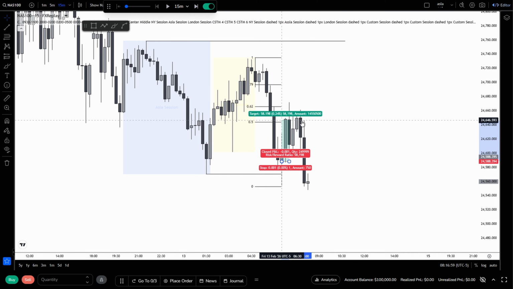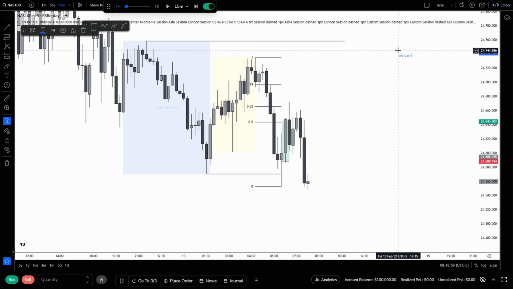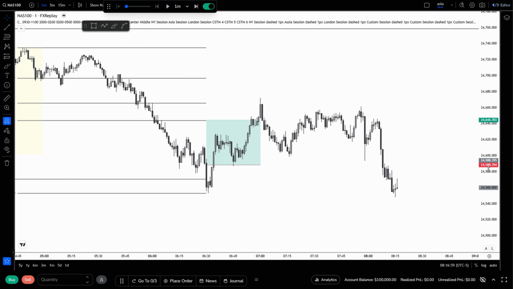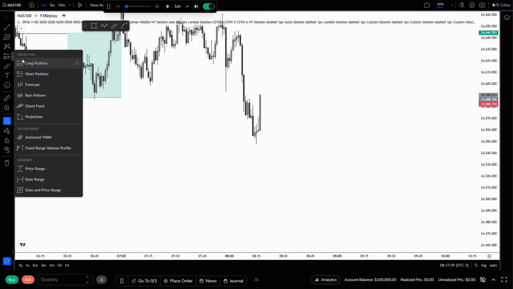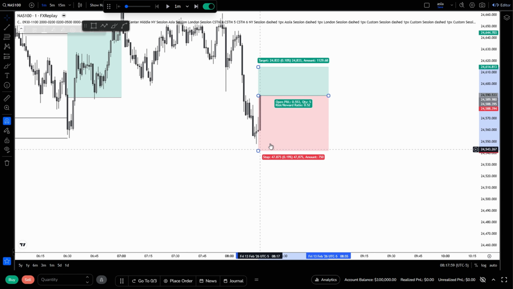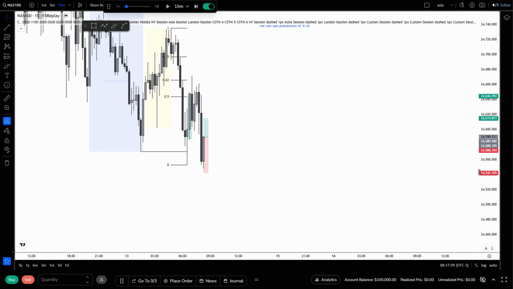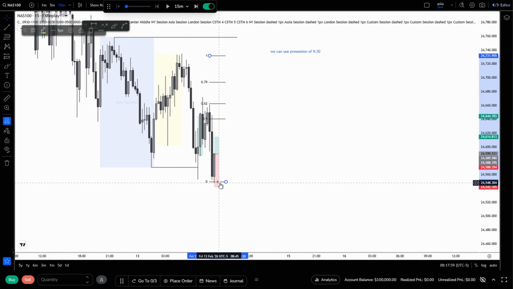Once price hits equilibrium, we move our stop loss to break even. Risk management is key here. Then price sweeps the low again. Same process. We drop down to the 1-minute time frame and wait for confirmation. Once we get a change in the state of delivery, we can enter and once again target equilibrium. We mark equilibrium, and as you can see, price reaches it.